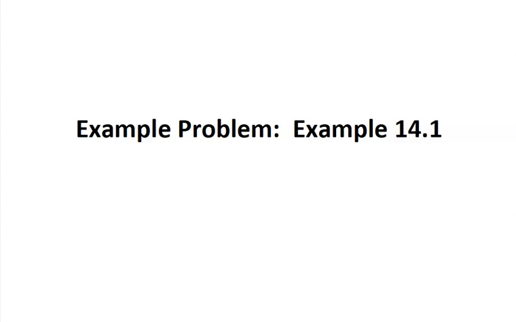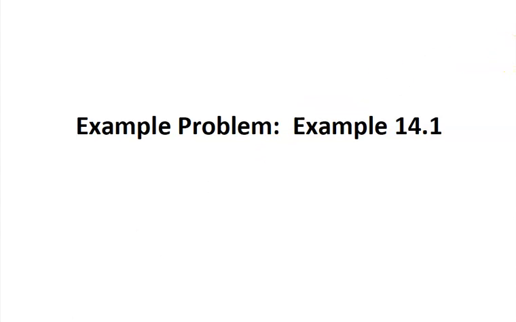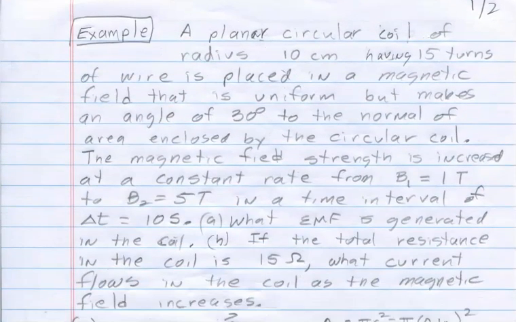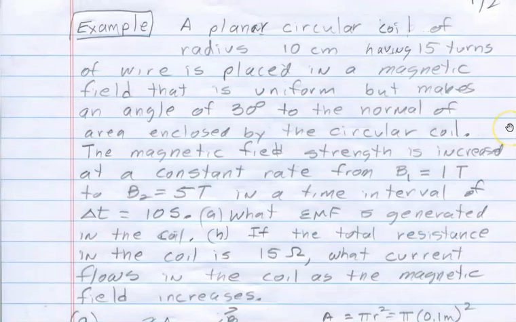Well, let's look at some example problems of applying Faraday's law, which we got some numbers involved anyway. So the first one is the following problem. We've got a planar circular coil that has a radius 10 centimeters and it has 15 turns or wraps in it. And it's placed in a magnetic field that's uniform. But it makes an angle of 30 degrees to the normal of the area enclosed by the circular coil.